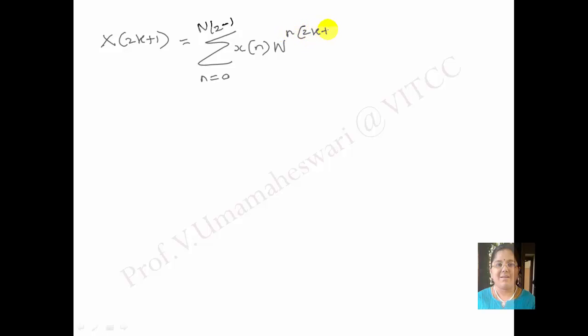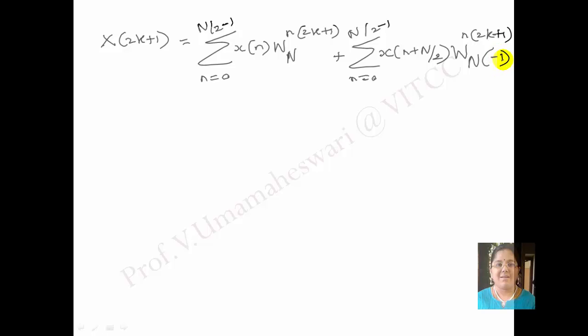into 2k plus 1 to the base n, plus n equals 0 to n by 2 minus 1, x of n plus n by 2, w n 2k plus 1 into what? Minus 1 the whole power 2k plus 1. So it will be minus 1.